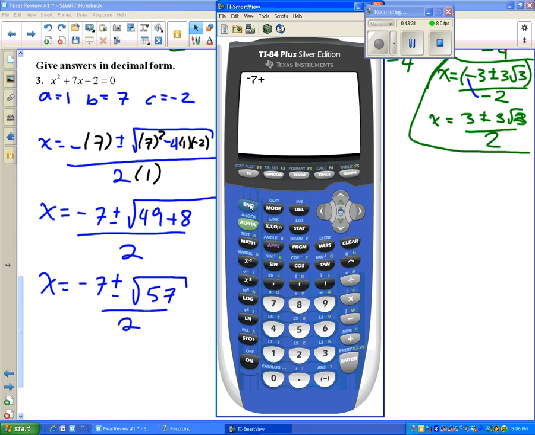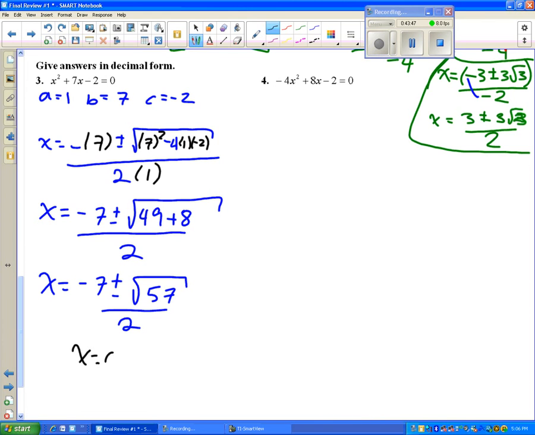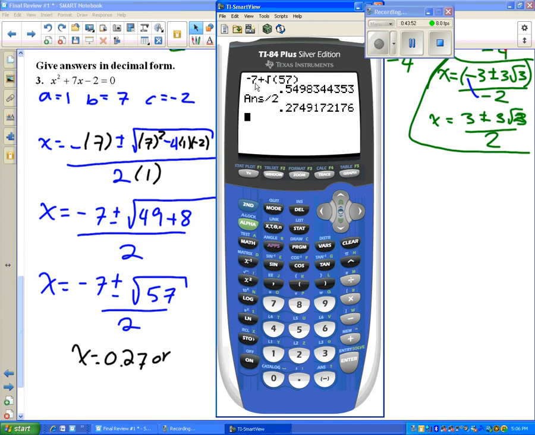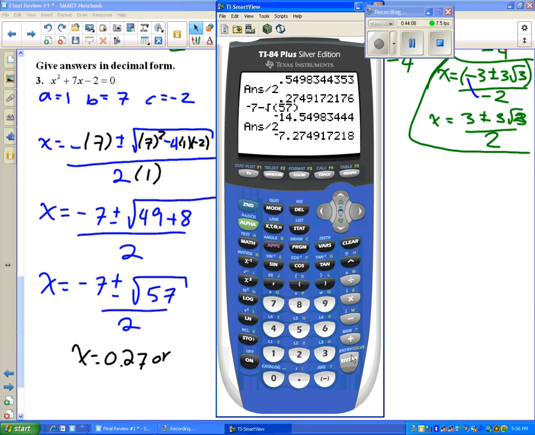Now, this said I can use calculator, so I'm going to bring up my handy-dandy calculator, and I'm going to go ahead and say I want negative 7 plus the square root of 57, close parentheses. I'm going to hit enter, and then I'm going to divide by 2, and I get 0.27. I did addition, now I need to do subtraction. So I'm going to do negative 7 minus the square root of 57. Enter. Divide by 2. And I get negative 7.27.